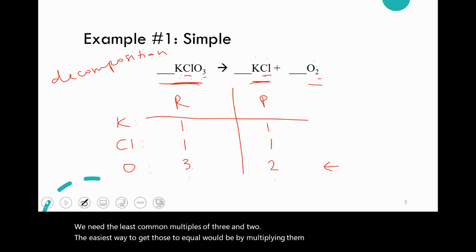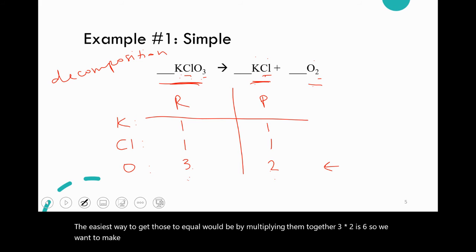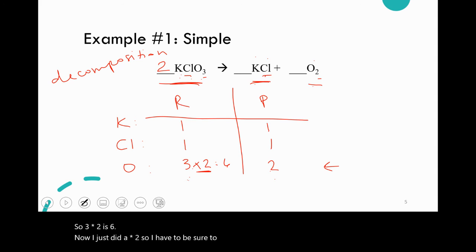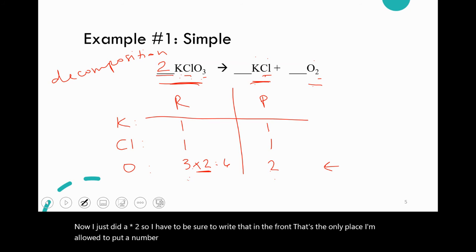3 times 2 is 6. So we want to make this reactant side have 6 oxygens and the product side to also have 6. So 3 times 2 is 6. Now, I just did a times 2, so I have to be sure to write that in the front. That's the only place I'm allowed to put a number. And I even indicated that with these blanks.